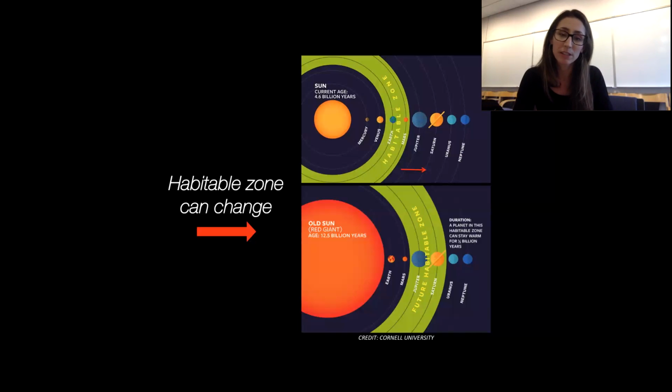In addition, early on, it had much more outgassing. So it had much more atmosphere to work with, probably than both Earth actually and Mars, but definitely Mars. So that's one of the big reasons that Venus and Mars are currently different.